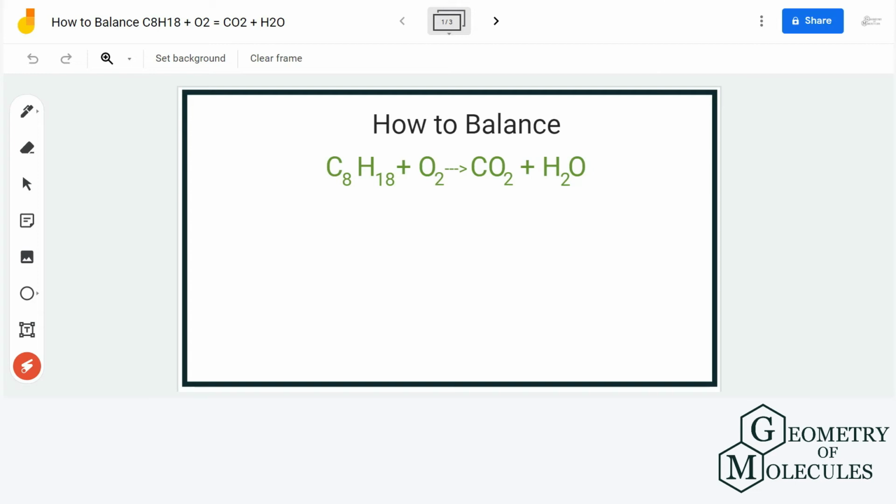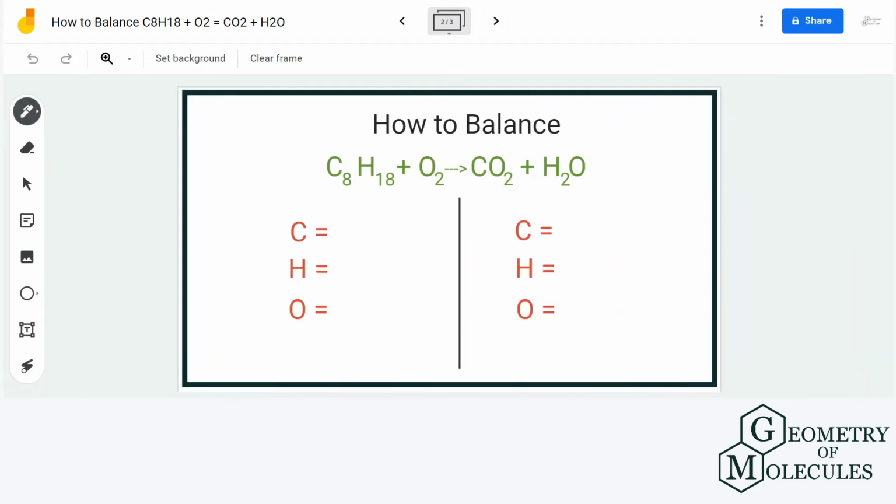Hi guys, today in this video we are going to balance this equation in which we have octane and oxygen gas on the reactant side and carbon dioxide and water on the product side. So to balance this equation we first need to know the number of atoms on both reactant and product side.